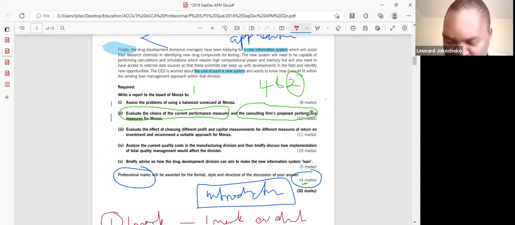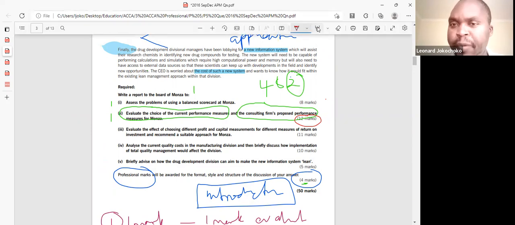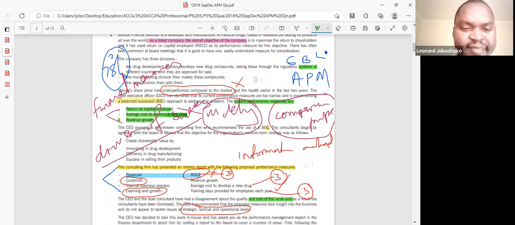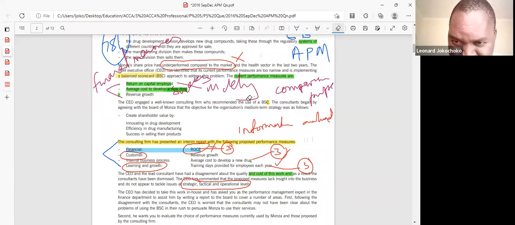Out of 12 in current performance measures, they gave me 3 or 4 marks. That's not a bad return. Why so? Because you would see that the first part only got 3 issues to measure, whereas the second part got 4 items to measure. A consulting firm, a consultant, recommended 4 performance measures.